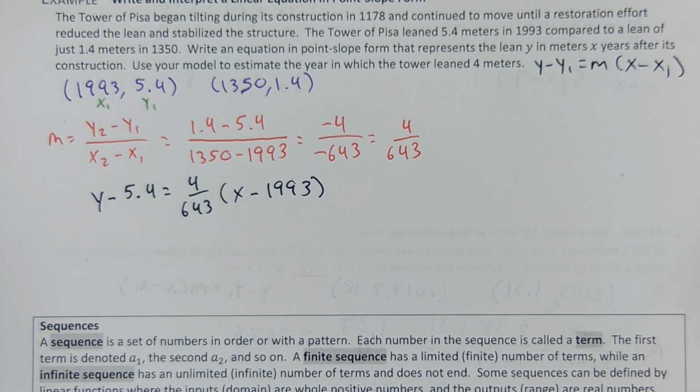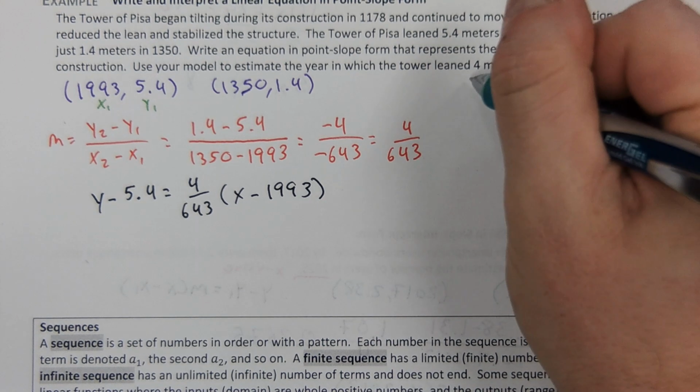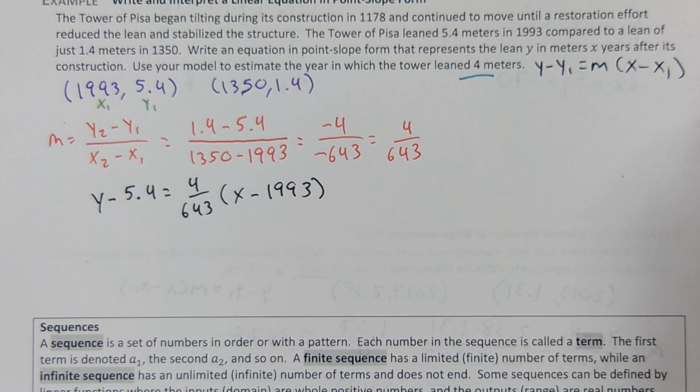There's no reason to do anything else with this equation. There it is, point slope form in all its glory. If we know an x, we can plug it in and solve for y. If we know a y, we can plug it in and solve for x. I just need to know, based on what they told us, is the lean x or y?